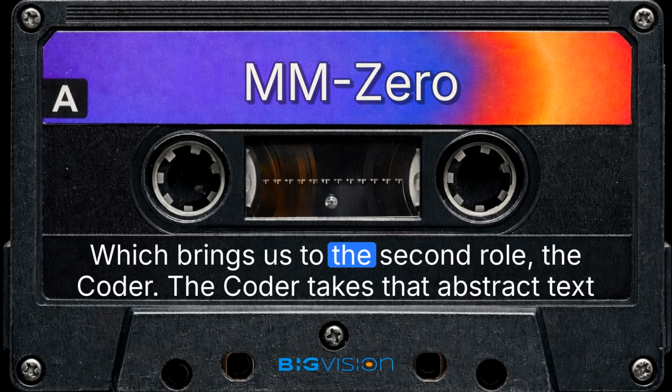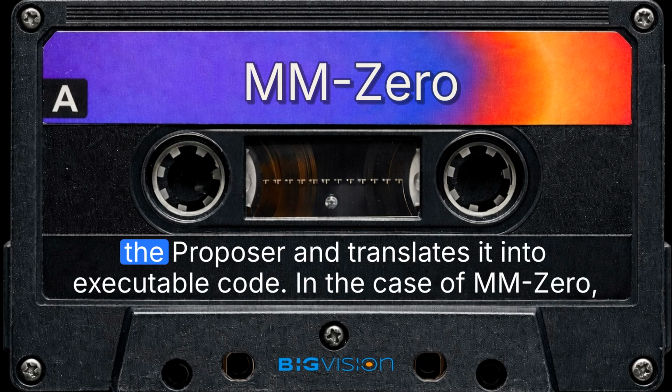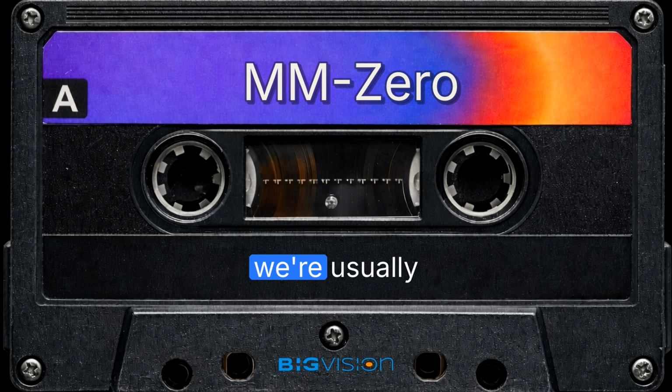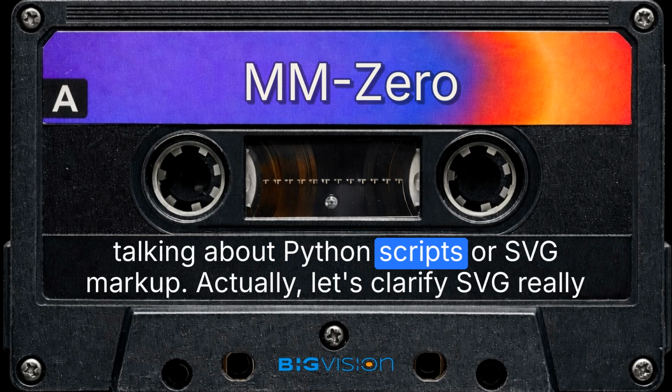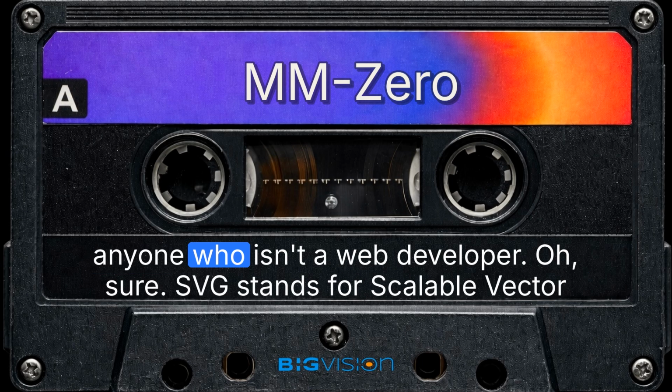Which brings us to the second role, the coder. The coder takes that abstract text blueprint from the proposer and translates it into executable code. In the case of MM0, we're usually talking about Python scripts or SVG markup. Actually, let's clarify SVG really quickly for anyone who isn't a web developer. Oh, sure. SVG stands for Scalable Vector Graphics.